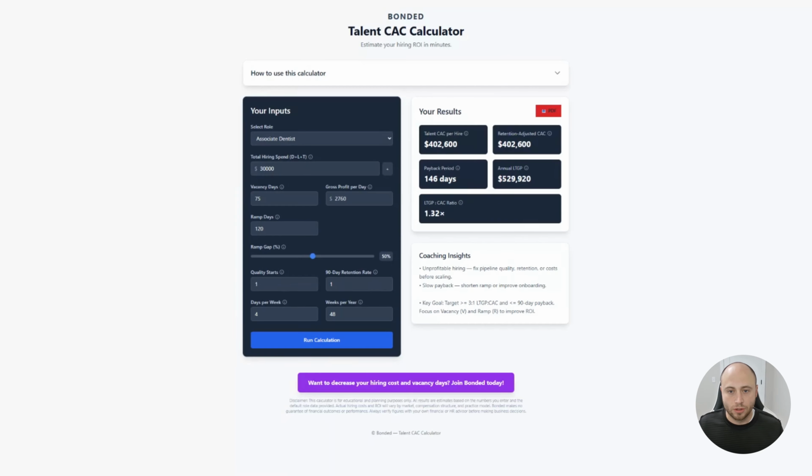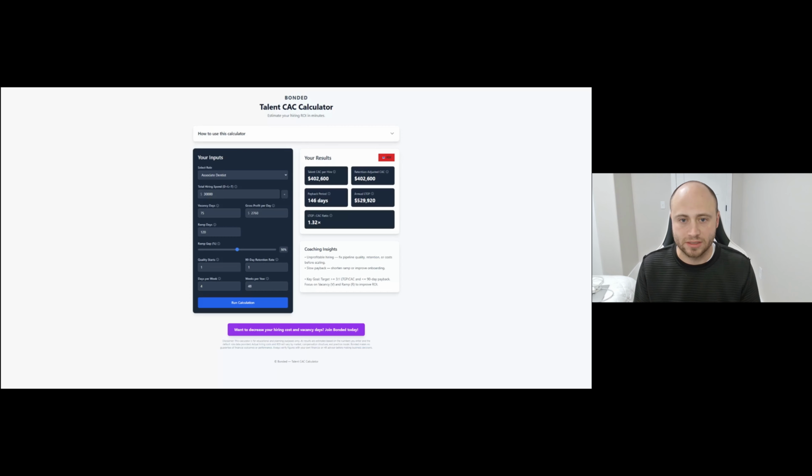Most dental practice owners have no idea what a new hire actually costs them to get to work in their practice. They usually know the recruiter invoice or how much they spend on Indeed, but they don't know the total load cost that it costs for a hygienist, an assistant, a front desk, or an associate to enter their practice and start working on day one. It's a lot more than just the recruiter invoice or the ad bill itself.